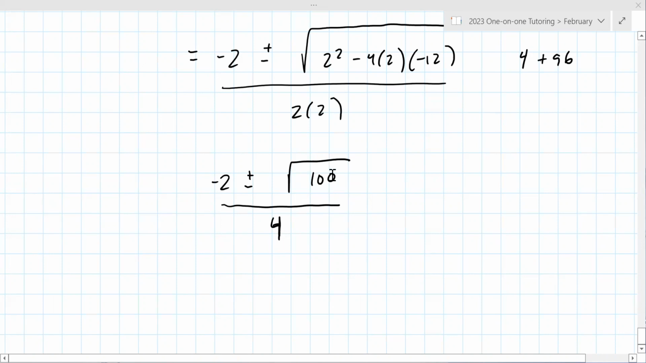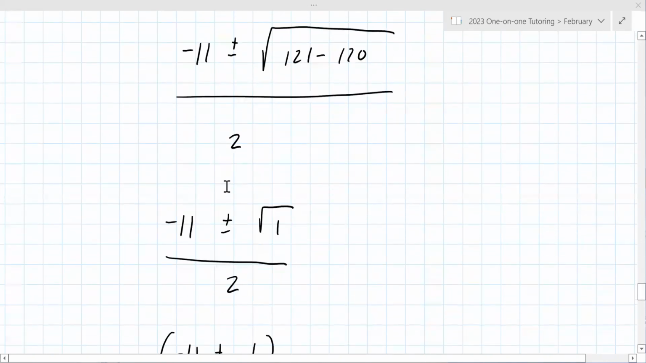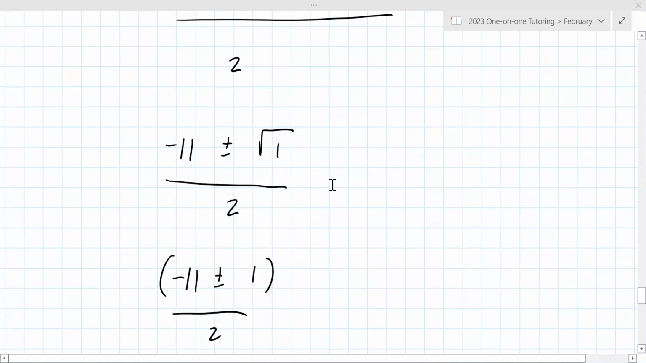I'm a little lost. I'm not sure. Let's go back and look at the previous problem, see what we did. I'm looking at my notes right now. We're at this line right here.